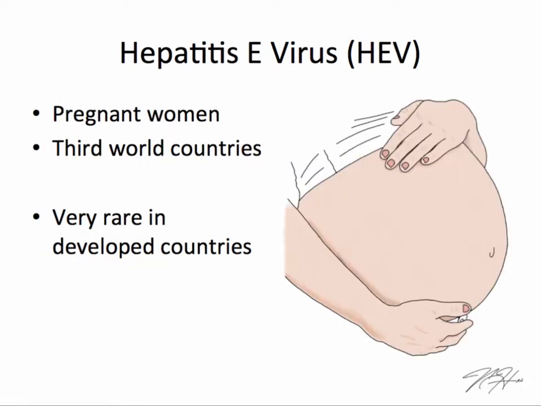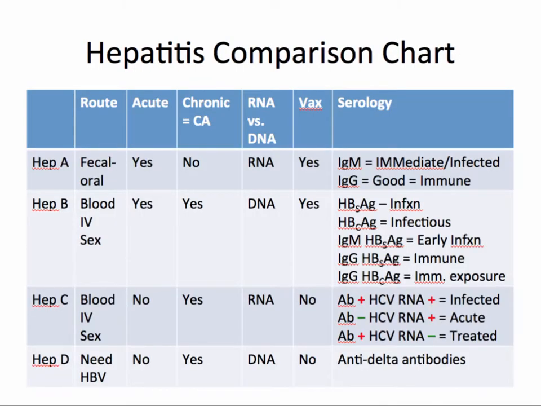The only thing I want you to know about hepatitis E virus is that it occurs in pregnant women in third world countries. This infection is very rare in developed countries. Here's a table to help you compare the different forms of hepatitis. I'll highlight a few important principles.